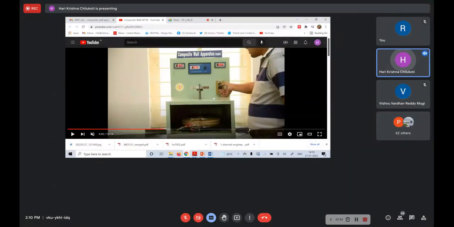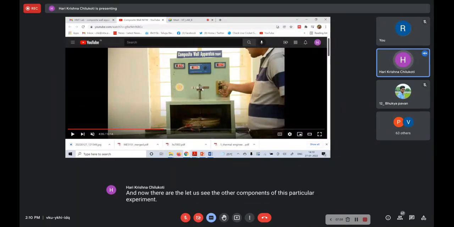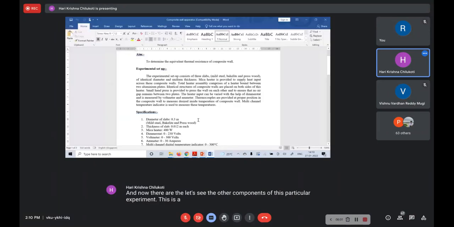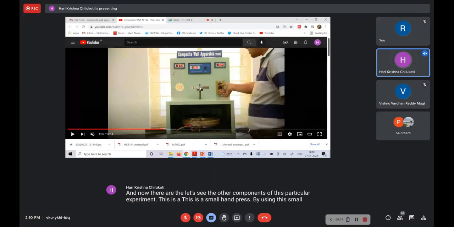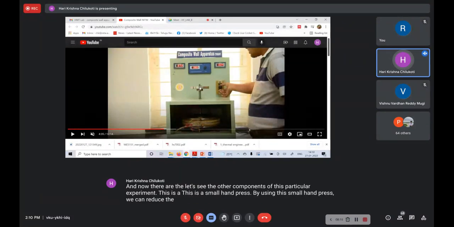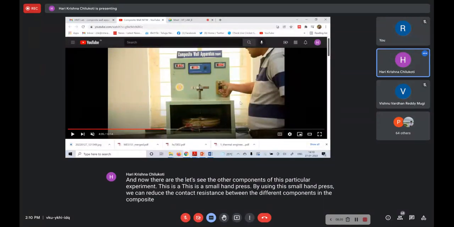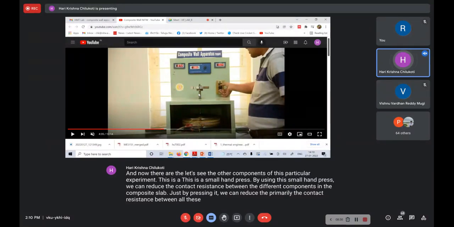And now let us see the other components of this particular experiment. This is a small hand press. By using this small hand press, we can reduce the contact resistance between the different components in the composite slab. Just by pressing it, we can reduce primarily the contact resistance between all these three different plates.